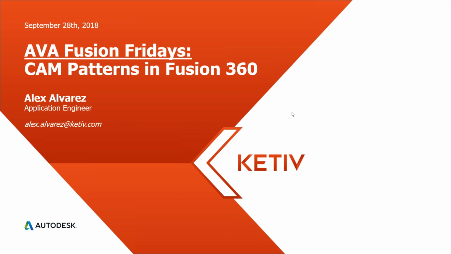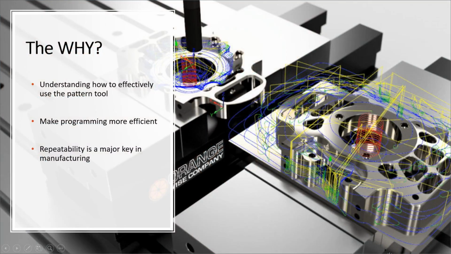All right, so as always, we like to start off with the why to these webinars, right? The why to this webinar specifically is how to understand the CAM pattern command. Like I mentioned, a lot of people get confused with one option in there. It's pretty straightforward once you start understanding what those different options or commands mean. And then, of course, you can start seeing the different patterns that Fusion 360 has to offer as well, right?